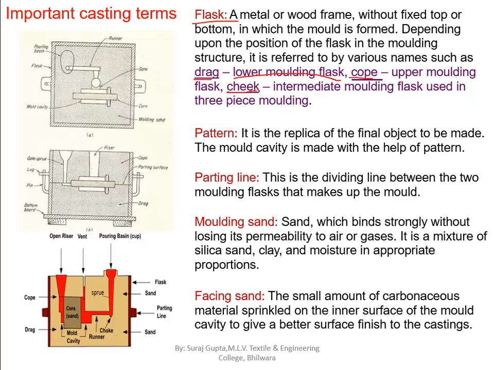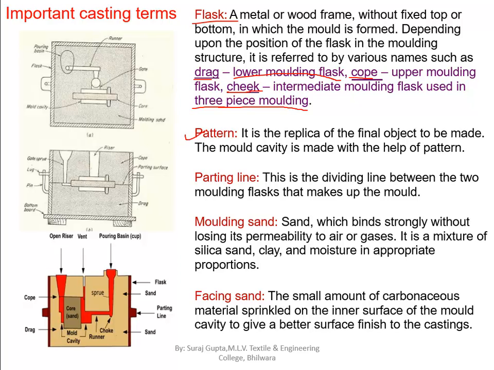The cheek is also used. The cheek is also a type of flask, used if a 3-piece molding box is used. If the casting is to be made very large, in that case we will use 3-piece molding, in which the center box will be named the cheek.